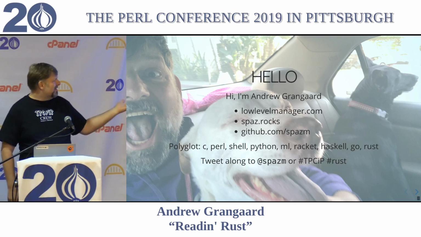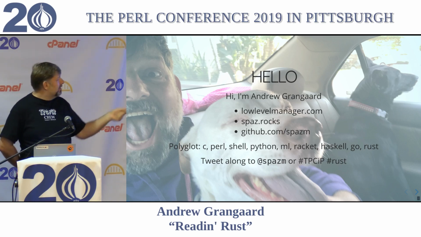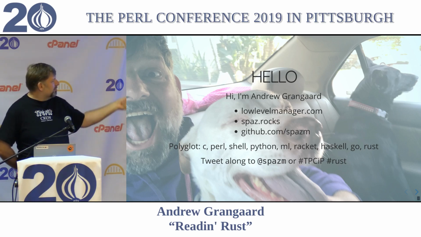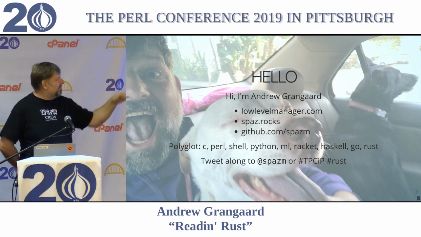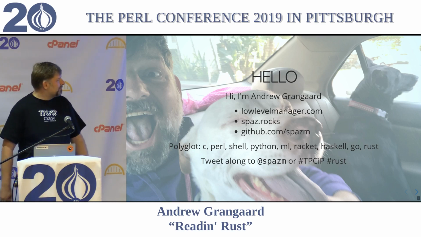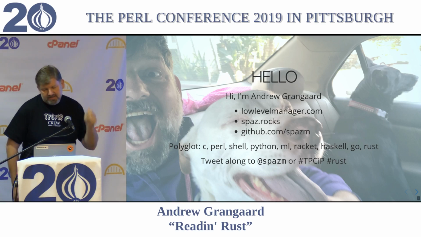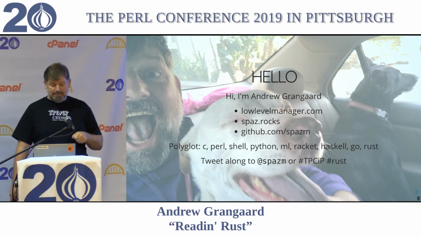Yeah, so in theory, I'm some sort of polyglot, which means I dabble with languages for a little bit and I get bored. But I started with C and then Perl and Shell. Those were all kind of together. And then Python and ML and Racket and Haskell and Go and Rust all came later. Feel free to tweet along, because again, I promise not to live tweet my own talks.